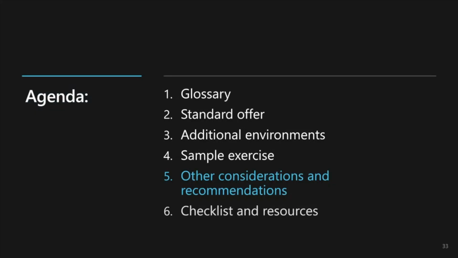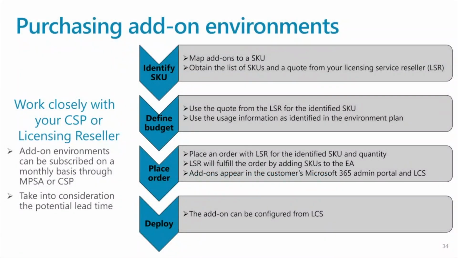Thanks, Rich. So I want to get started by talking a little bit about the process for purchasing add-on environments. It's easy oftentimes for organizations to underestimate the amount of time it takes and the steps in the process. So we're going to review that here. The first thing you're going to need to do when you need to purchase an add-on is identify the SKU. You can get a list of the SKUs and a quote from either your licensing reseller or your CSP. If you're on an enterprise agreement or an EA, you would use your LSR. Otherwise, you would use your CSP.